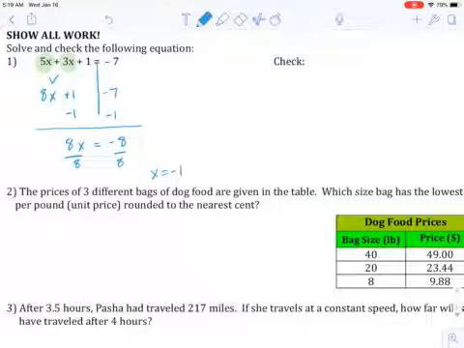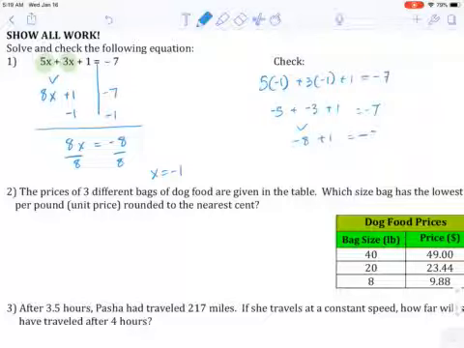When I check that, I will put negative 1 in for each x value, then evaluate the left side of the equation, make sure it's equal to negative 7. Negative 5 times 1 is negative 5, plus 3 times negative 1 is negative 3, plus 1. If I add those all together, that's negative 8 plus 1. Negative 8 plus 1 is negative 7, so the left side equals the right side, means I did great.